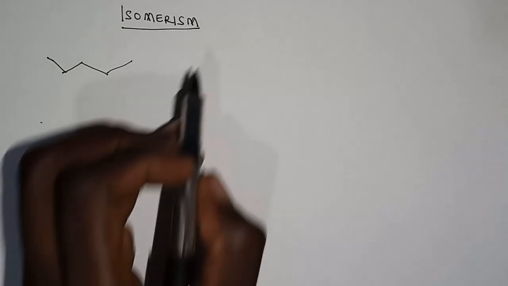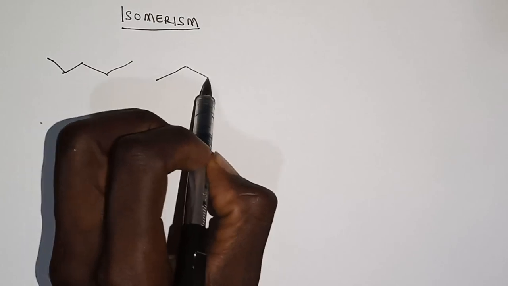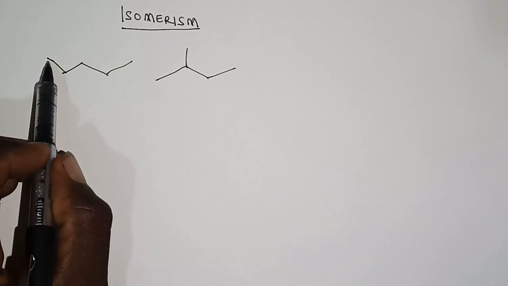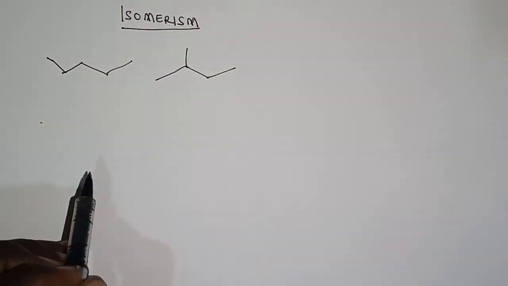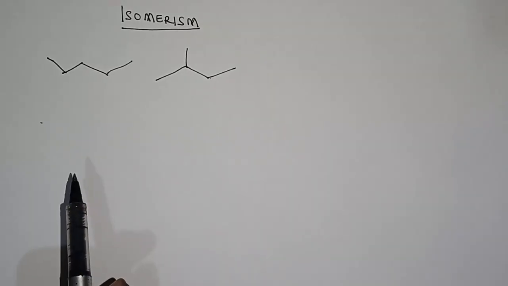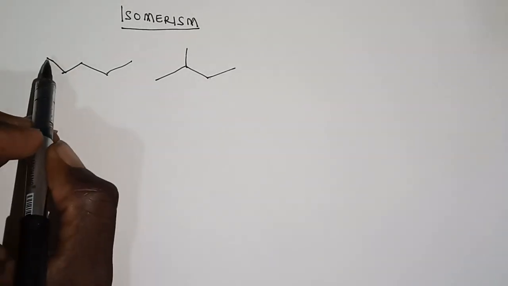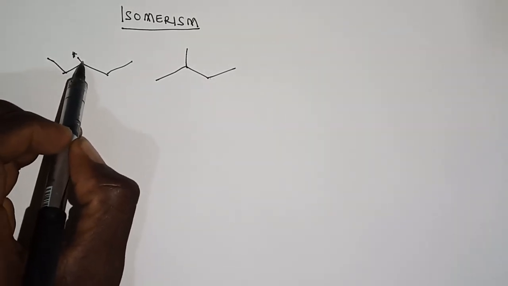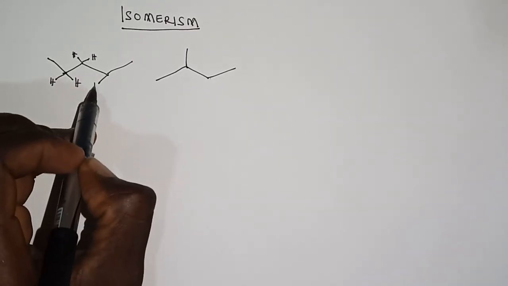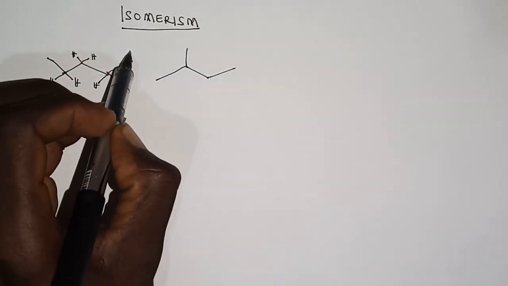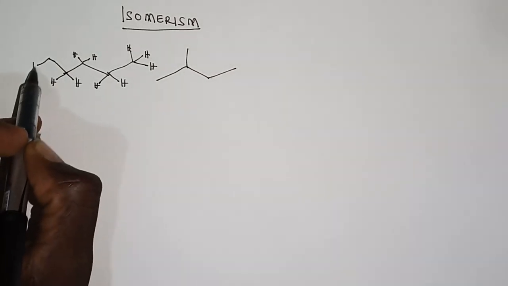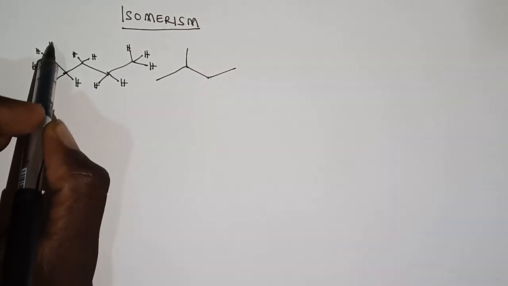And then let's also take 2-methylbutene as a molecule. You see that this one has 5 carbons, and this one also has 5 carbons. And then let's try and show the protons on this pentane, and then we'll see whether they are isomers or not. So this is CH3, H, and then H, and this also is CH3, H, H, and then H.